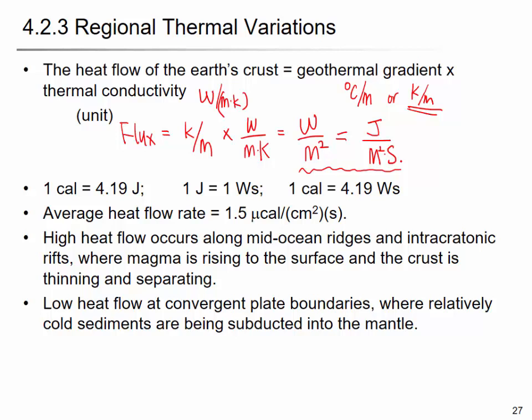It's the same. So the average heat flow rate is 1.5 microcalorie per square centimeter second, and high heat flow occurs along the mid-ocean ridges and intracratonic rifts where magma is rising to the surface and the crust is thinning and separating, and low heat flow at the convergent plate boundaries where relatively cold sediments have been subducted into the mantle. So in the middle of the ocean, if you have a ridge where the plate is coming out, generating, then you have a high heat flow, and the subduction zone, because the cold one is going down, you have a low heat flow, heat flux.